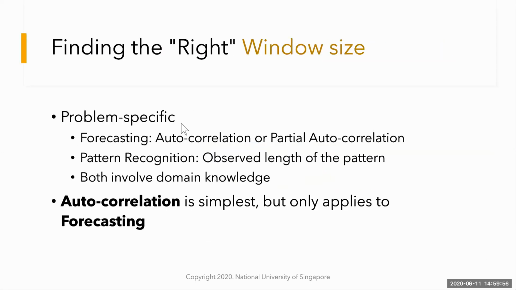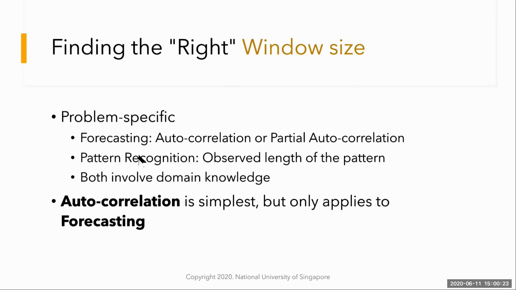This technique is problem specific, meaning that if you're doing forecasting, you can use this technique called autocorrelation, or you can even use partial autocorrelation if you want to discount the nearby, recent values. Basically, you can treat this like a black box. It's a way to figure out how related are values at different time intervals.